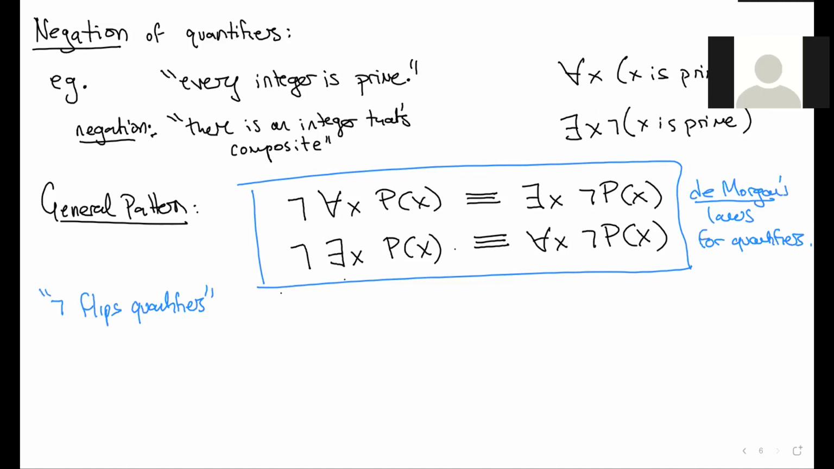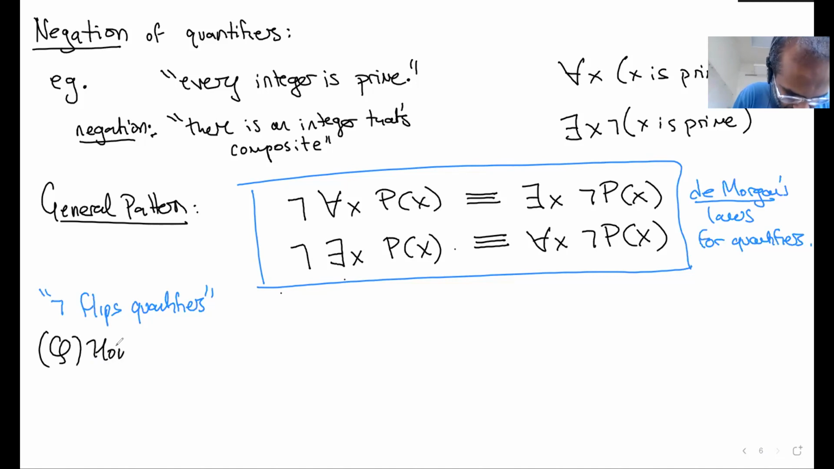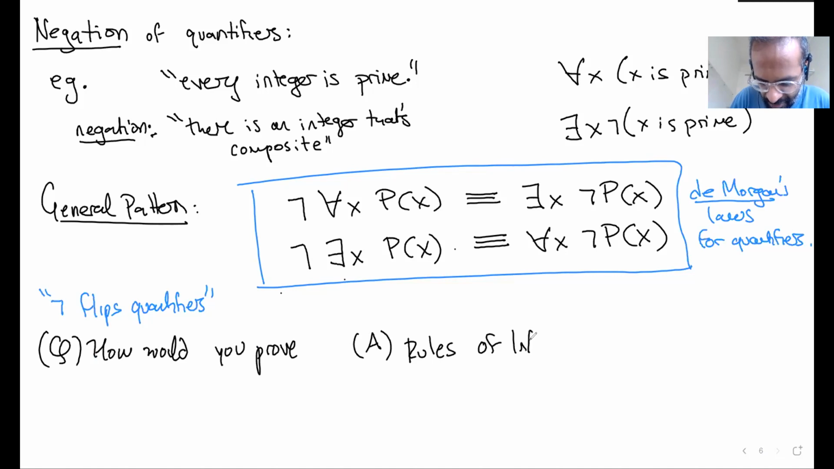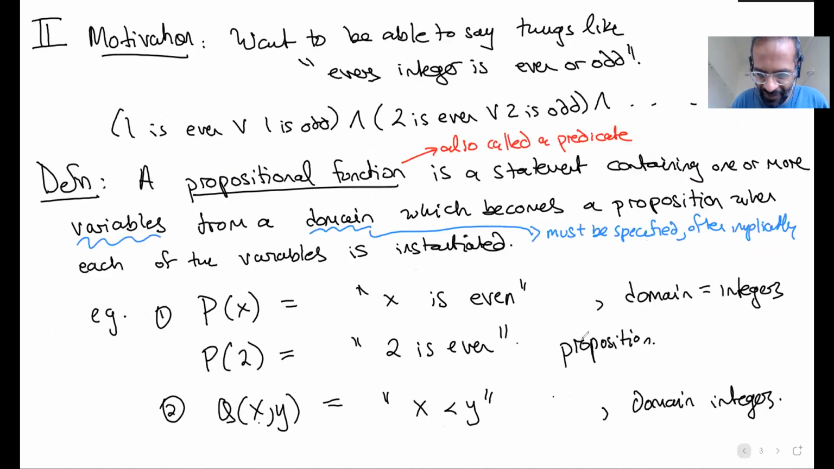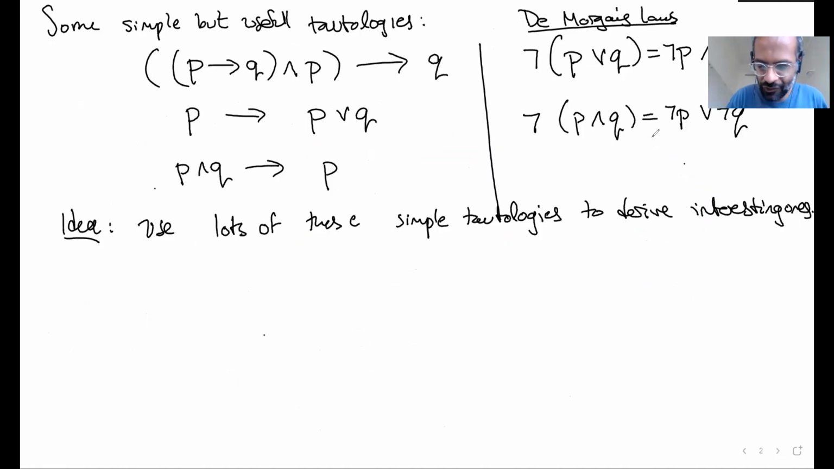How would you prove De Morgan's laws for quantifiers? That's a great question. So we will get to that. We'll develop. It's a really great question. How would you prove this? And the answer is we'll use rules of inference, which are something we'll develop at the end of the lecture. It's a really good question, because if you go back to these vanilla De Morgan's laws, how would you prove this? Anybody know?